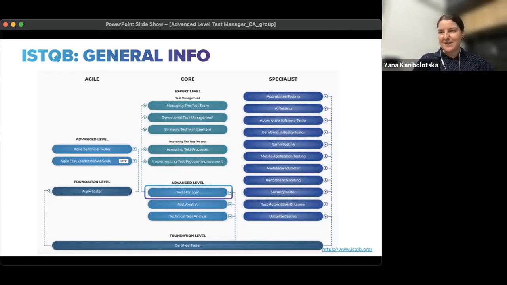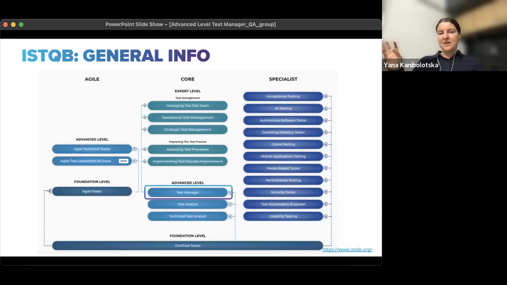And maybe next time I will share something from that, because it looks even more complicated than Test Manager, because every level consists of several exams. For example, to have this Improving the Test Process certificate, you should pass two exams. Actually, you should have two certificates, both Assessing Test Processes and Implementing Test Process Improvements. And both exams consist of two parts. So it's another level of completeness, let's say.